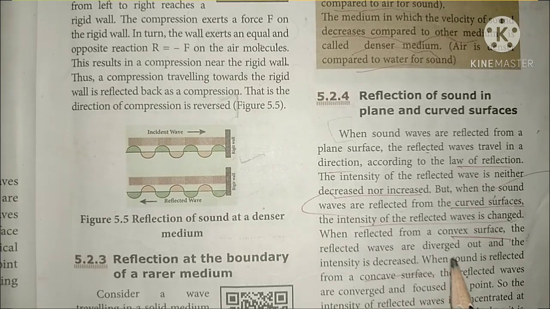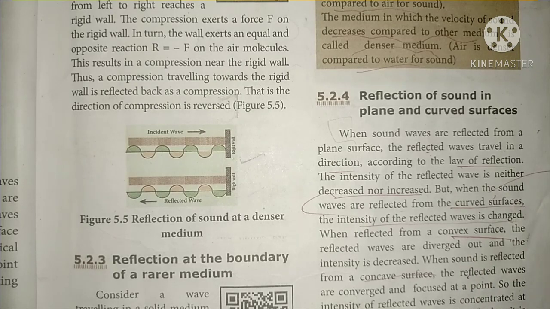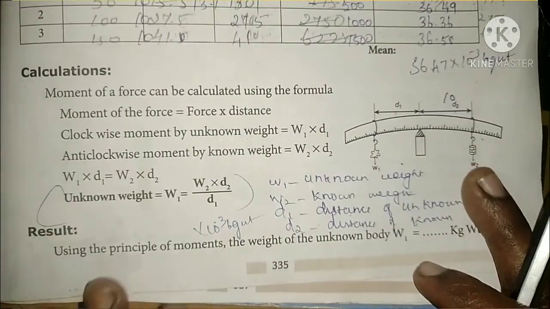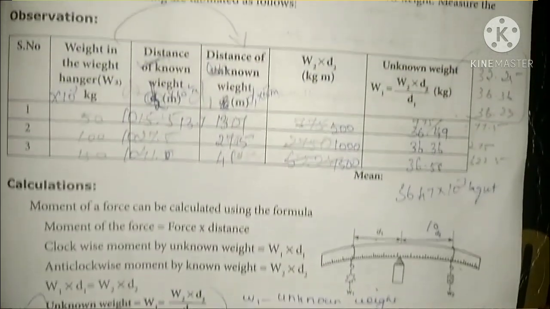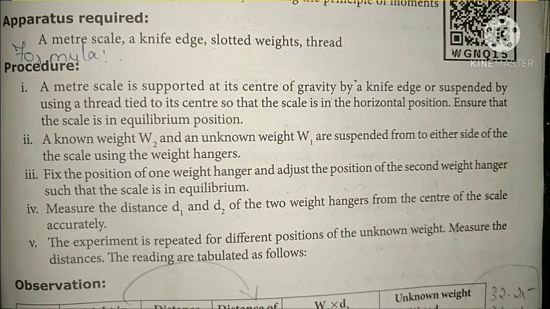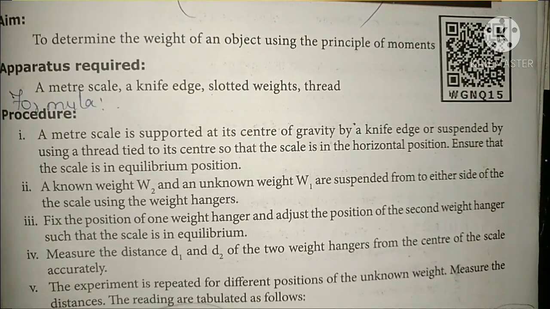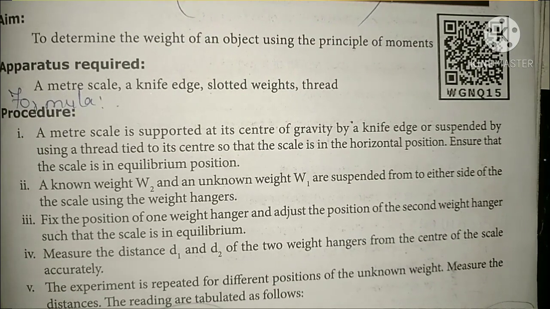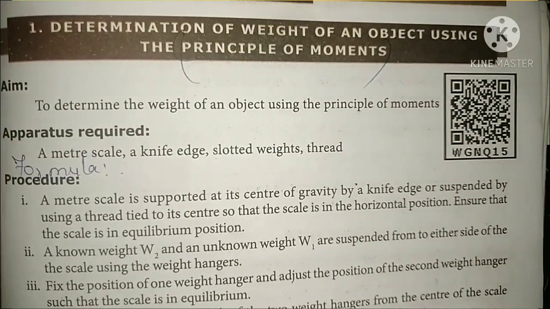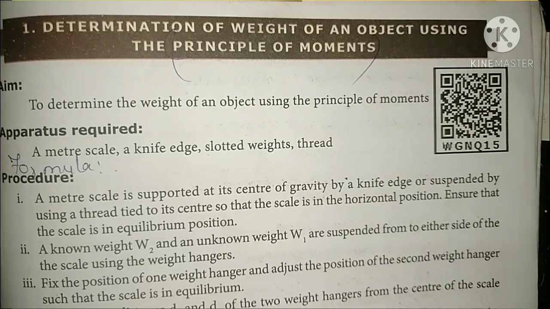Then one more thing I have to give: we are going to do the practicals. You have to take page number 335. In that, the first practical is given. You have to take one long size note. If it is a 100-page note also, no problem. Take that note and write the first practical observation: determination of weight of an object using the principle of moments.